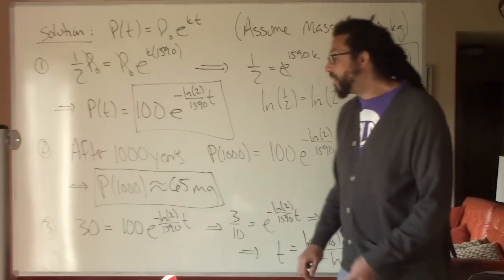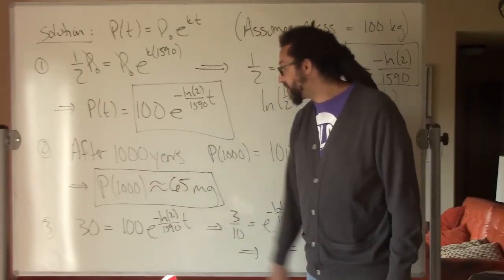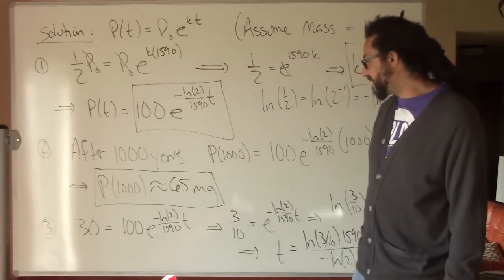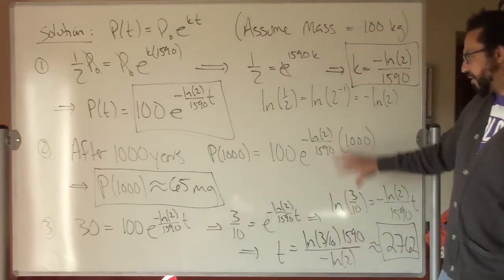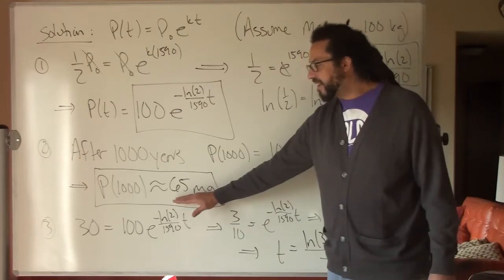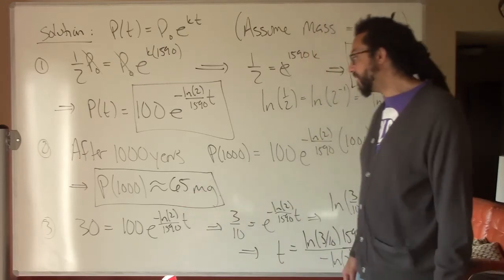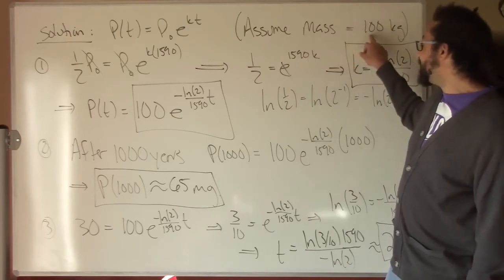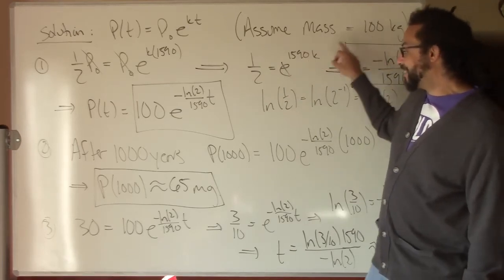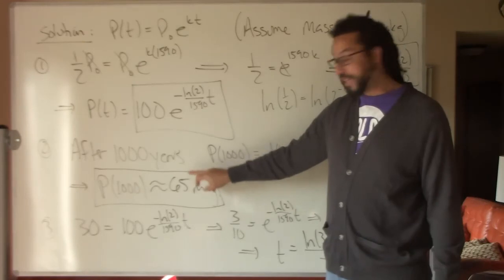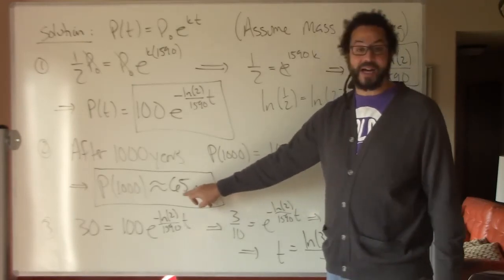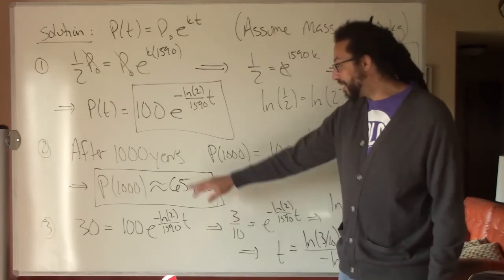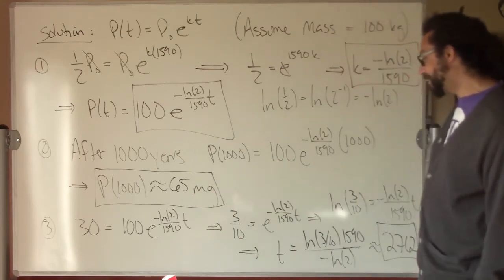So how much radium do we have after 1,000 years? Well, just plug 1,000 into this thing, work it out on a calculator, and you get roughly 65 milligrams. All right, so we go from an original amount of 100, and it takes 1,000 years to decay down to 65, right? So we don't really lose that much after so much time.